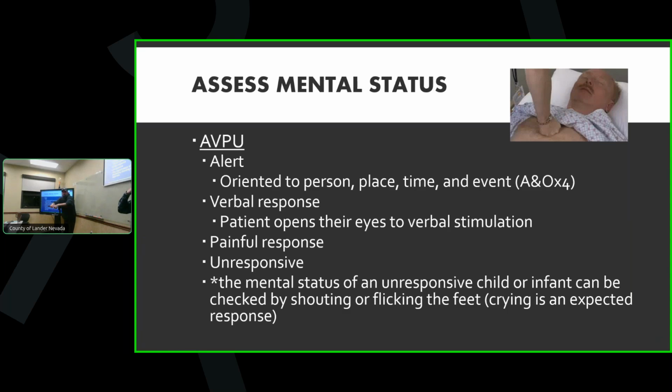With kiddos, we'll learn in a later chapter all the appropriate things. If I walk in and a child's screaming, they're alert. If they're unresponsive, gently flick the bottom of their feet. Don't beat the child, but give them some stimulus. If they cry, that's an expected response. Or you can try and be like, hey baby, and kind of tap their feet. That's a good way to check if they're responsive or not.